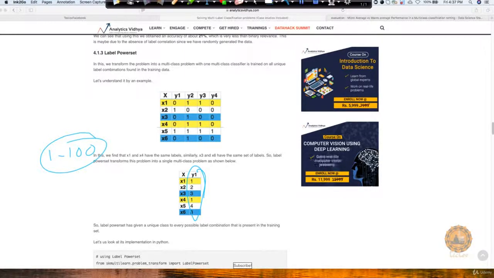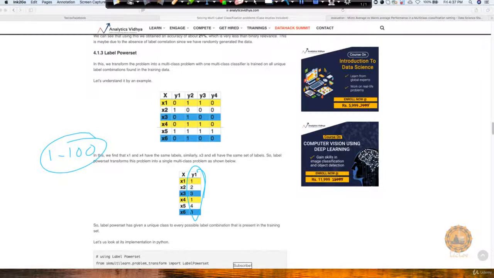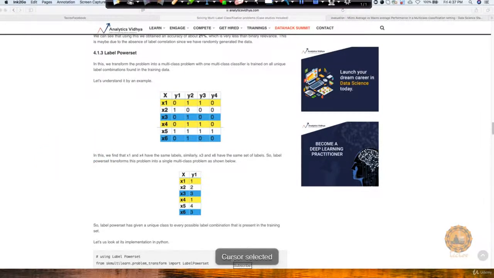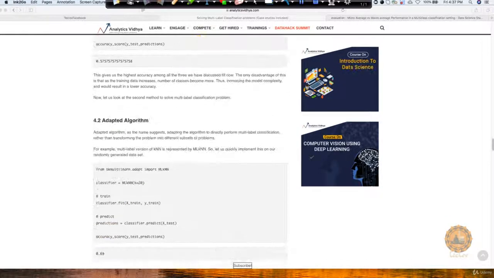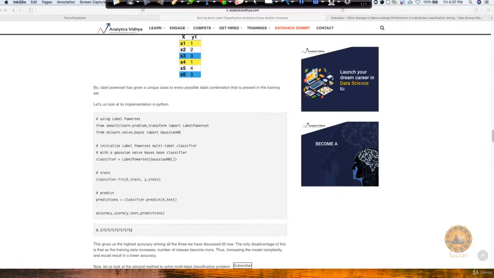So definitely this is not used too much, especially wherever the uniqueness is high, meaning the set of values is too huge. Then again we can end up with a lot of issues. The fourth one is, again, very simple to use. You can see that we can just use label power set, and we are again using it from the scikit-multilearn package, and this is going to give us the result.